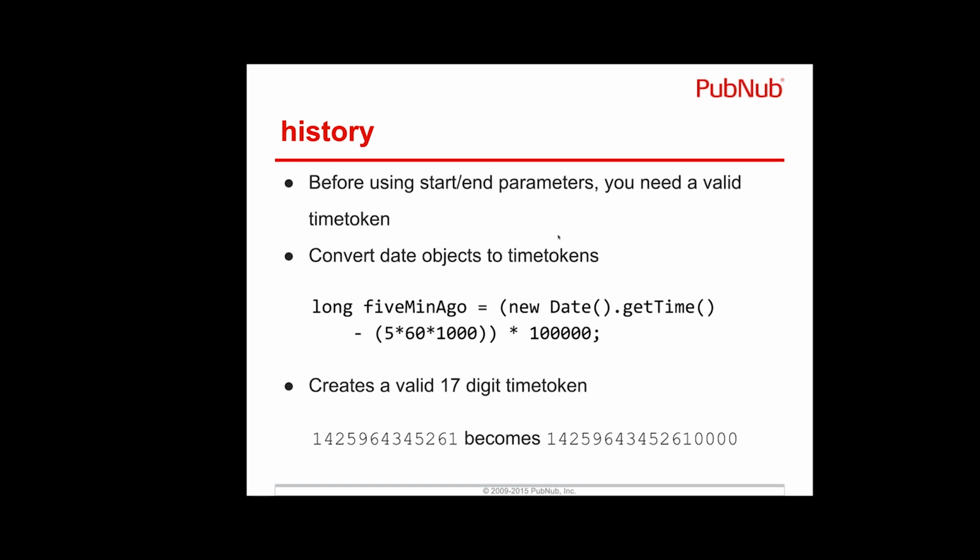Time tokens, you can use the start. There is a start and an end parameter for the history call. There's an override that accepts a start and an end parameter. But before you can use the start and end parameters, you're going to want to use the time tokens. In this particular case, I'm going to create a time token for 5 minutes ago. I can grab the most current date, grab the time, apply this formula to it, and that will give me a 17-digit time token that I can use to retrieve messages from history.